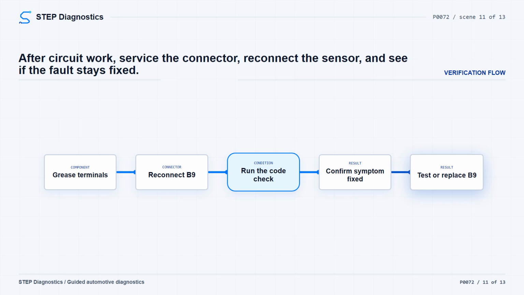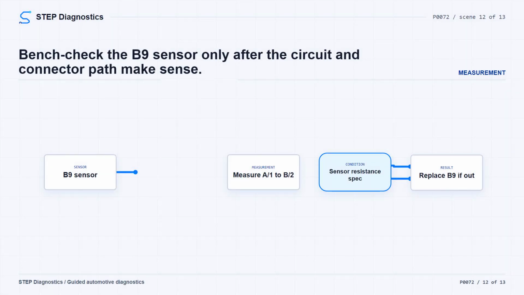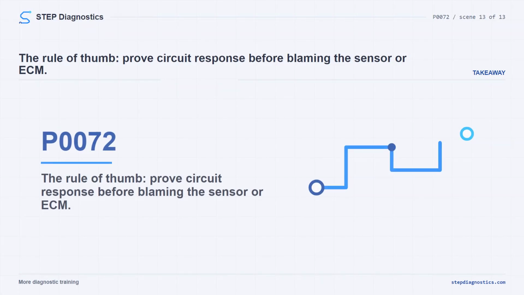For the sensor test, place the sensor in a stable, temperature-controlled area for at least 10 minutes. Then measure resistance between sensor signal terminal A or terminal 1 and low reference terminal B or terminal 2. Compare that reading to the specified ambient air temperature sensor resistance. If the sensor is not in the specified range, replace the B9 ambient air temperature sensor. If it is in range, that check is okay.